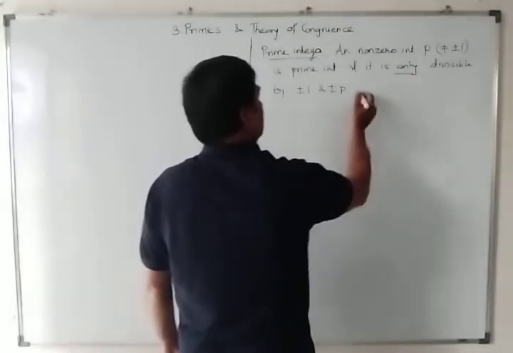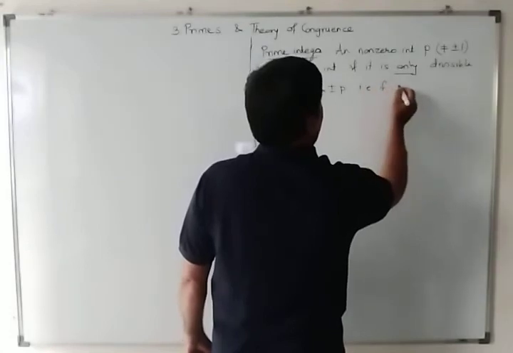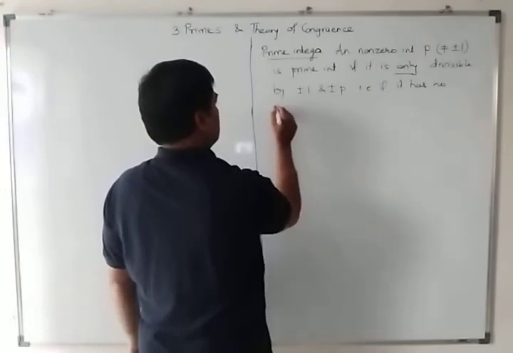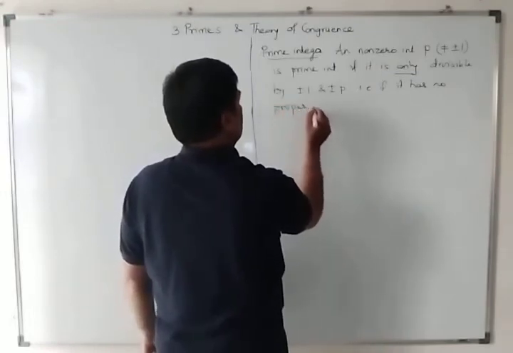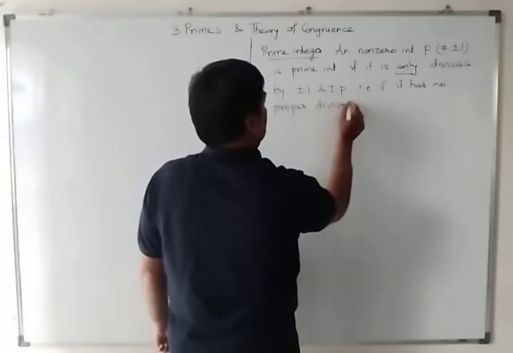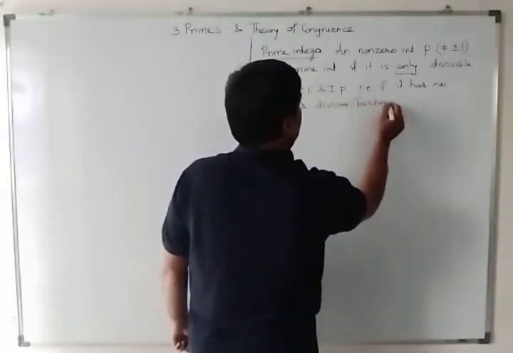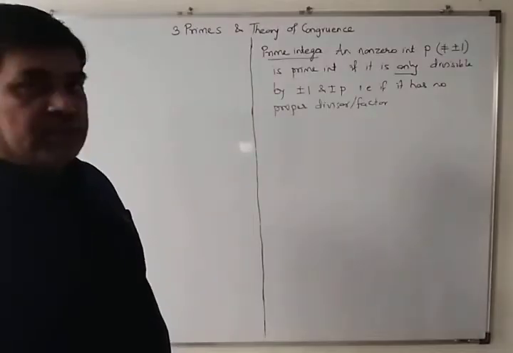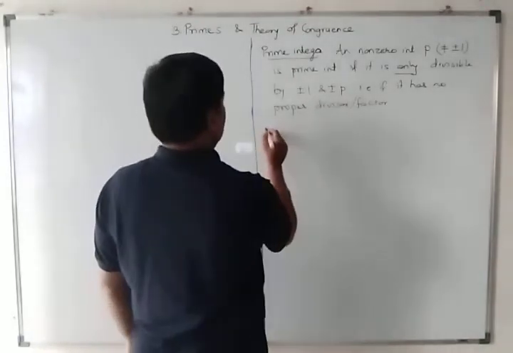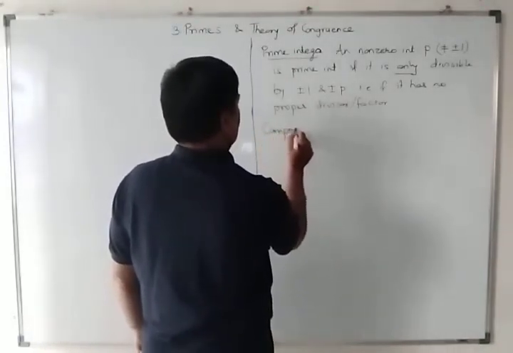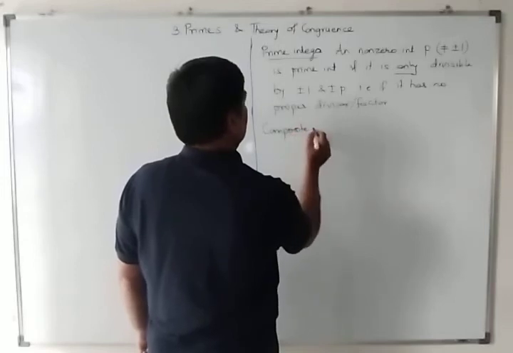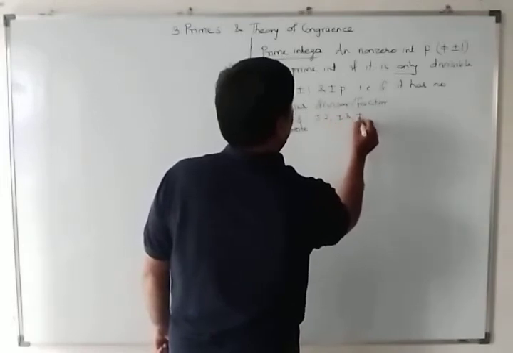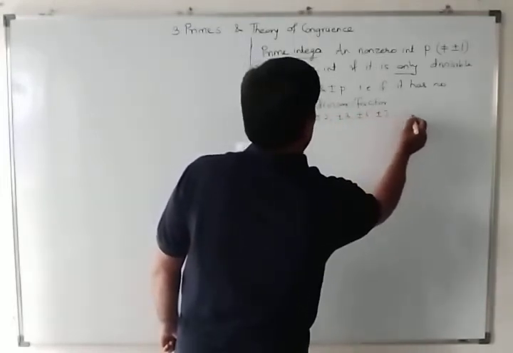That is, if it has no proper factor or proper divisor, then it is called a prime integer. Examples are plus minus 2, plus minus 3, plus minus 5, plus minus 7 and so on.